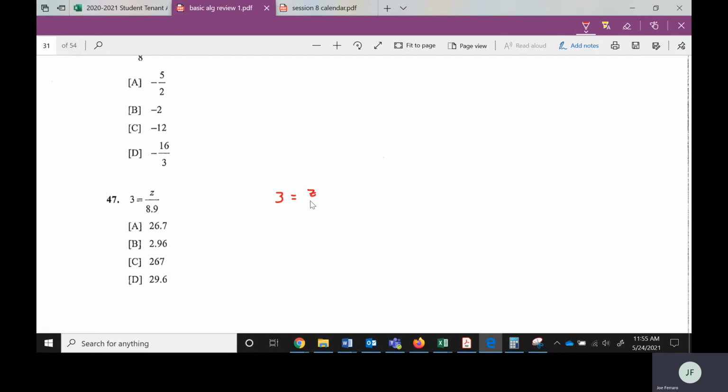We have z over 3 equals z divided by 8.9. So again, z's on this side. It's being divided by 8.9. So we want to multiply by 8.9. And we do the same over here. So you do it to one side, you need to do it to the other side. These 8.9s will cancel out. That's the purpose of doing it, and you're left with just z.